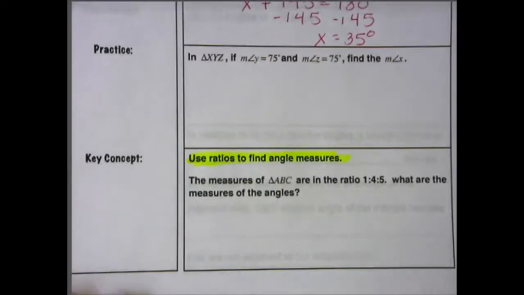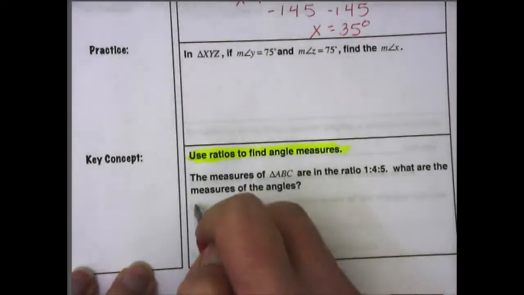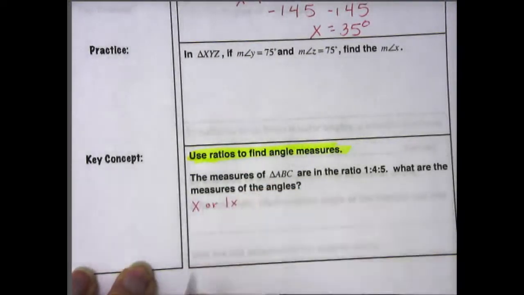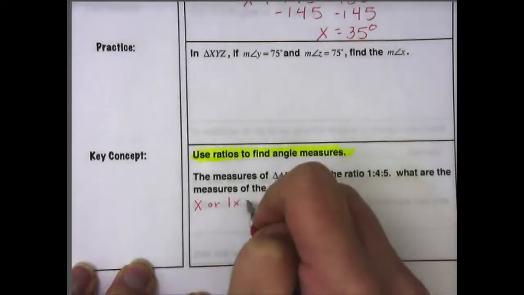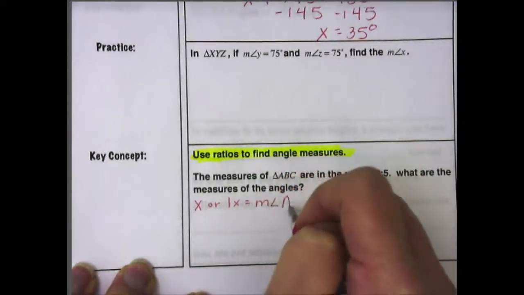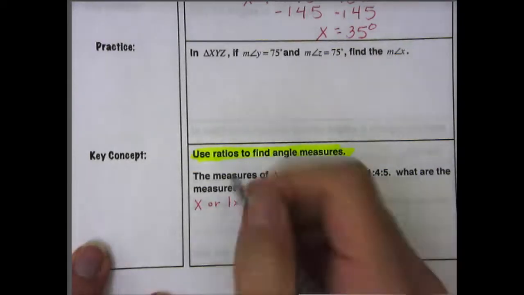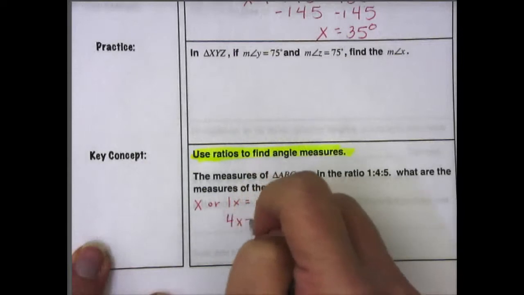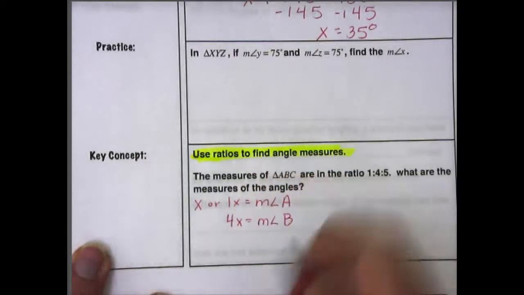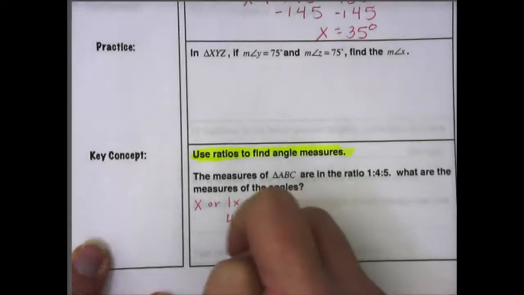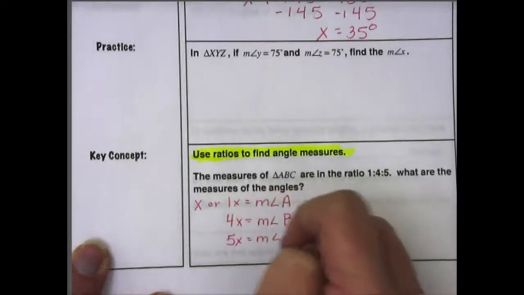Well, the first thing we have to do is say that x, or 1x, we can put a 1 in front of it, equals the measure of angle A. Now I could have picked angle B or angle C, it doesn't matter, but I picked angle A for 1x. Then I have a 4, so 4x equals the measure of angle B. And you've probably guessed by now that 5x equals the measure of angle C.